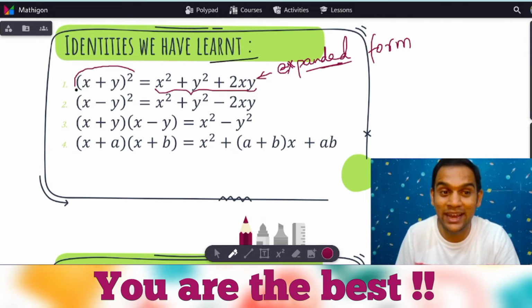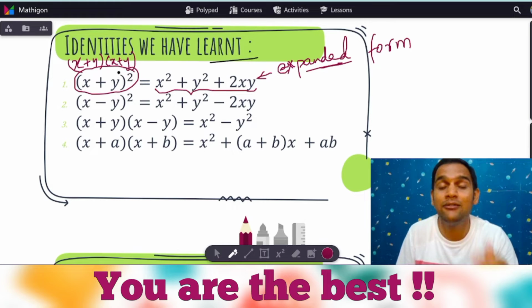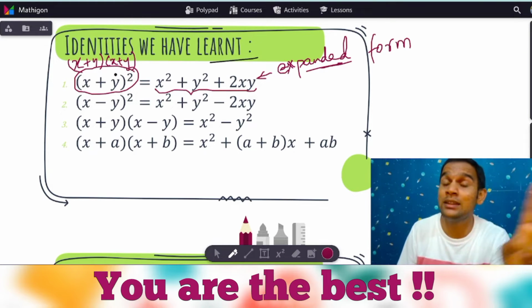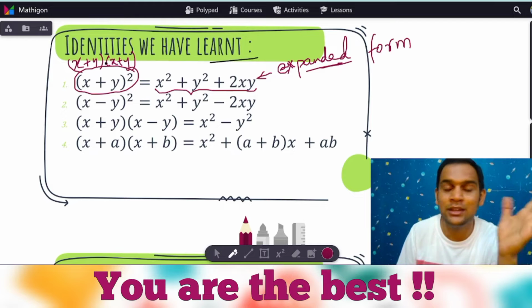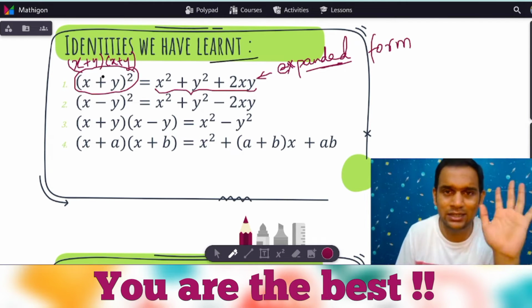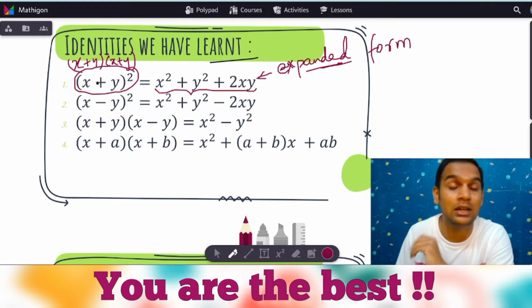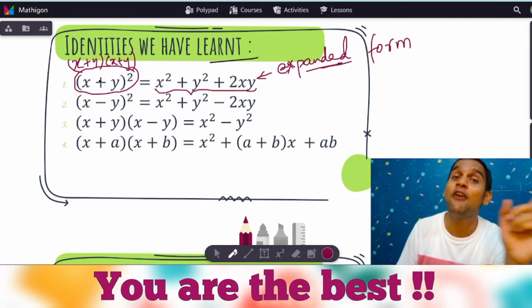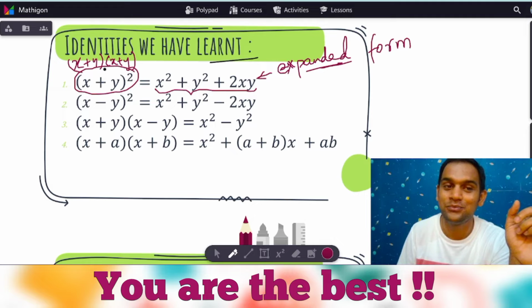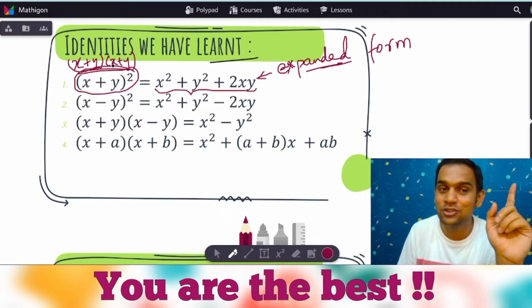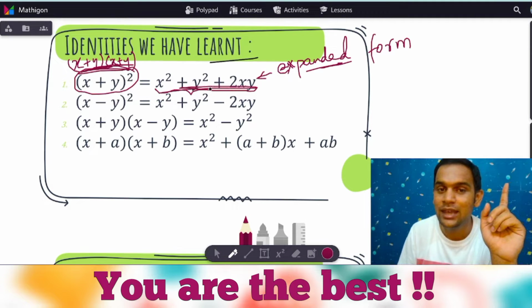Now x plus y the whole squared, you can also write as x plus y multiplied by x plus y. You can see on both sides we have linear factors. They are multiplied together and there's no addition involved, so we can understand it as only one single term because they are in multiplication. So that is called the factor form. I hope that makes sense. This is called the factor form. This is called the expanded form.